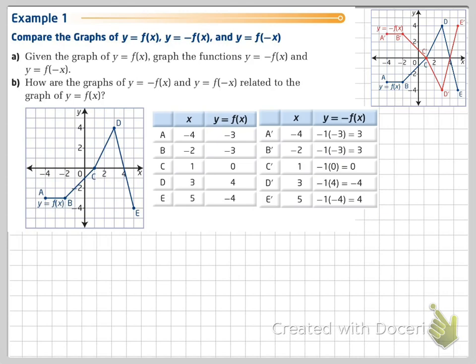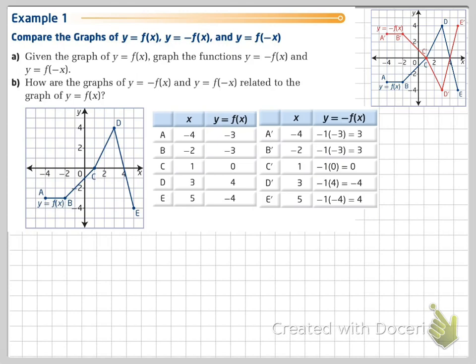Well, in our first one, we'll notice that y equals f at x is in blue, and y equals the negative of f at x is reflected. Every y value becomes the negative of what it was before. So if it was positive, it became negative, such as D, which went from 4 to -4. And if it was negative, like -3, it became a positive 3.